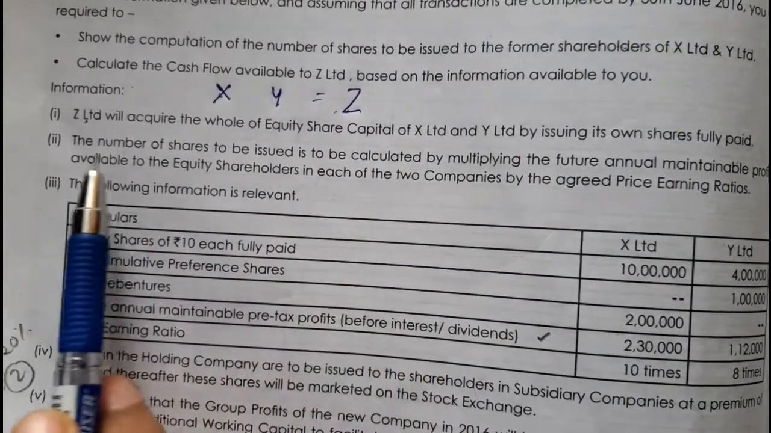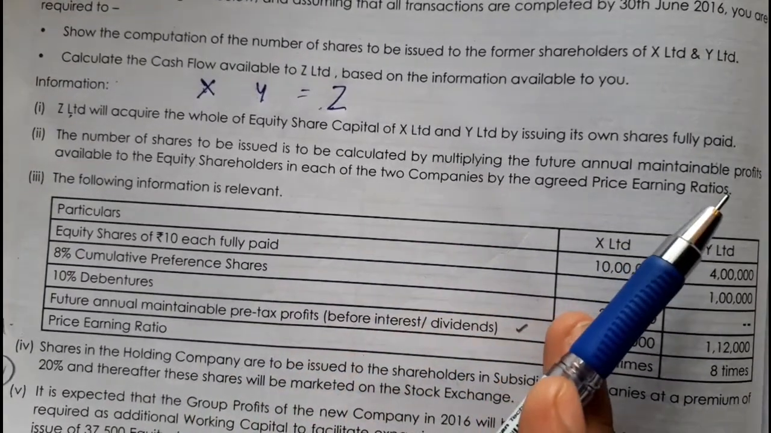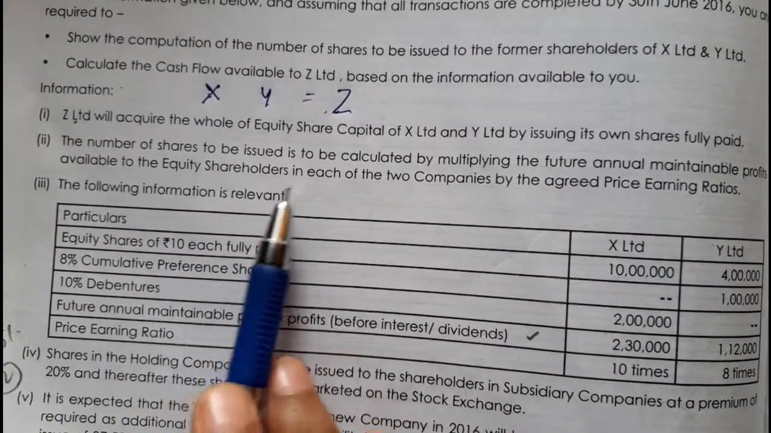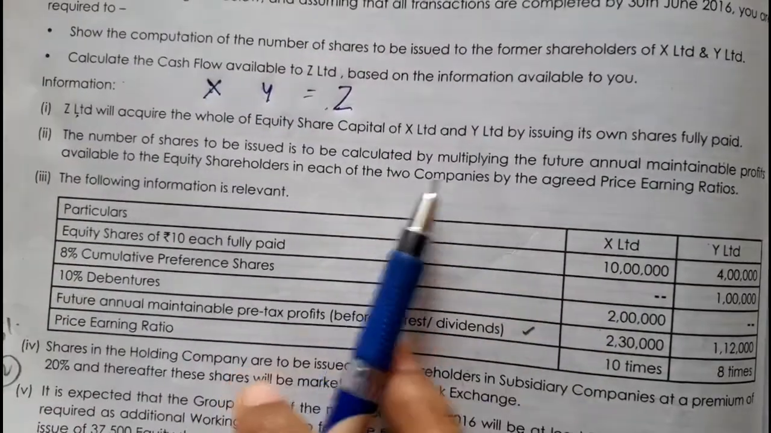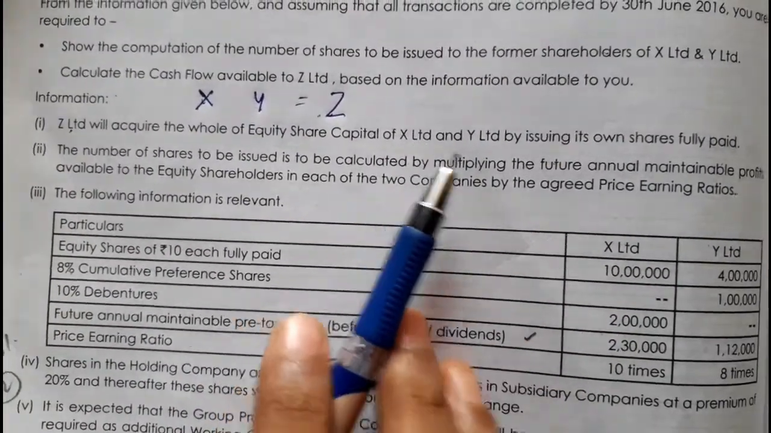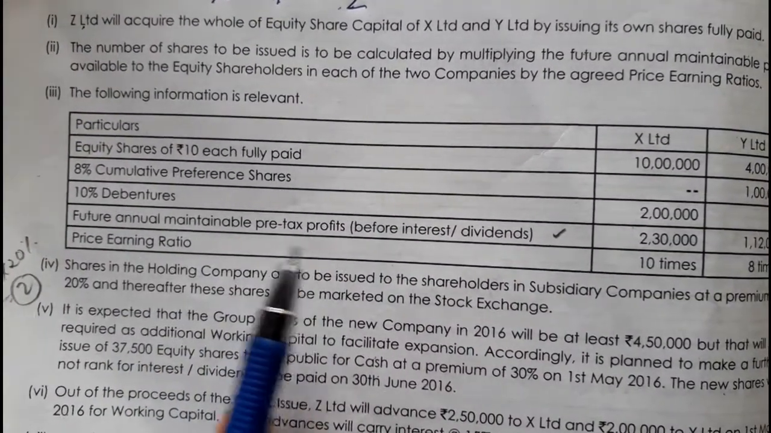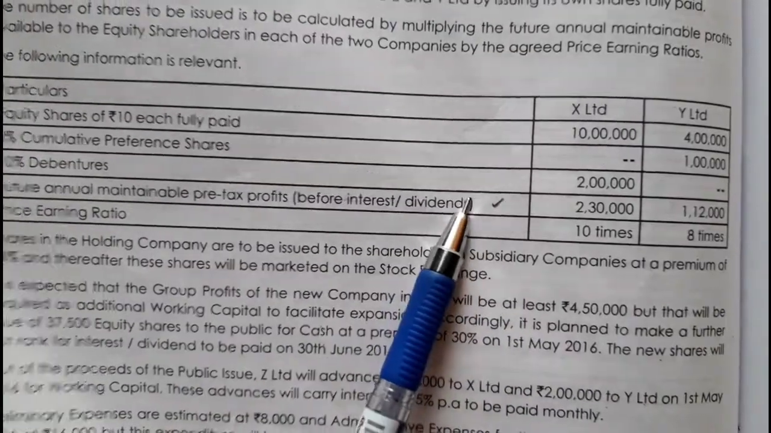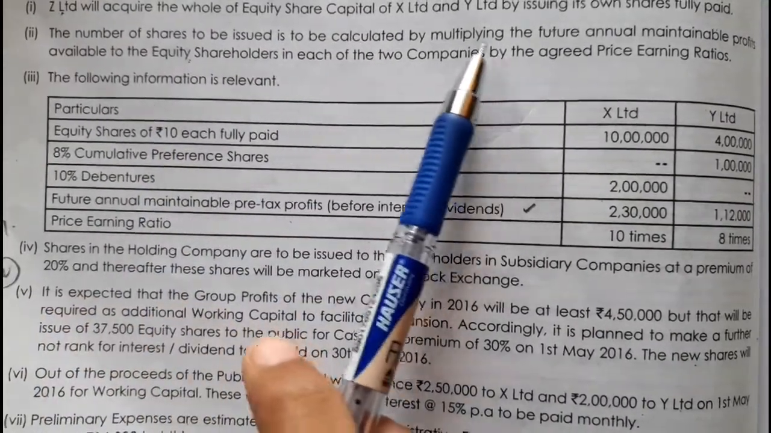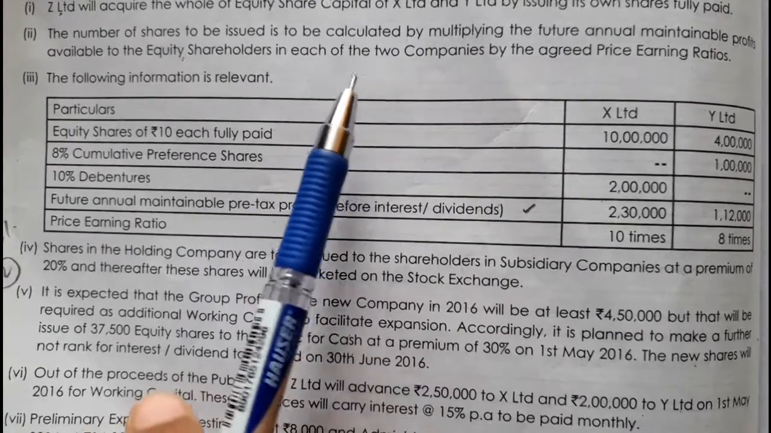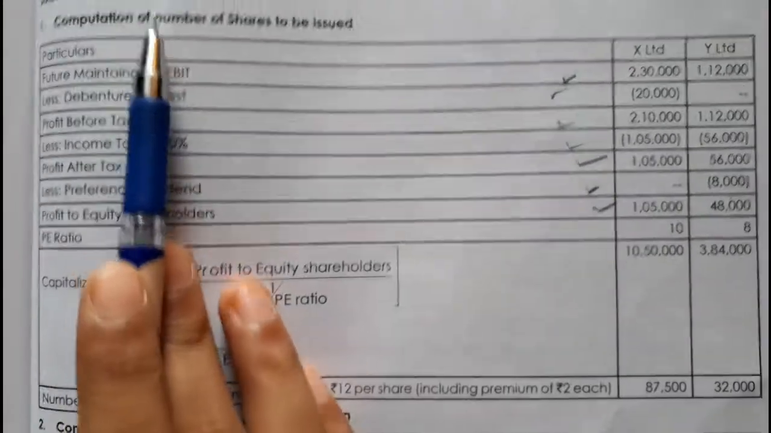How is it to be calculated? The number of shares to be issued is calculated by multiplying the future annual maintainable profit available to the equity shareholders in each of the two companies by the agreed price earning ratios. So price earning ratio itself means we have to capitalize the future annual maintainable profit. From the given information, we have the future annual maintainable pre-tax profit before interest and dividend. We have to find, for equity shareholders, the future maintainable profit after tax, and we have to capitalize it with the P/E ratio. So in the solution, they have taken the values.